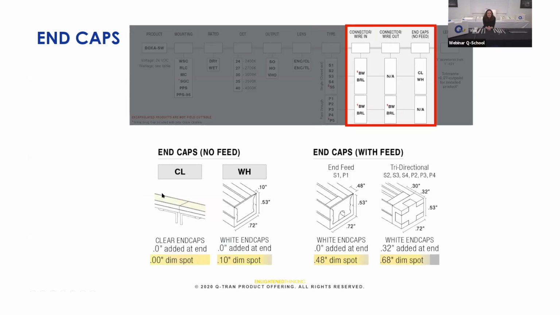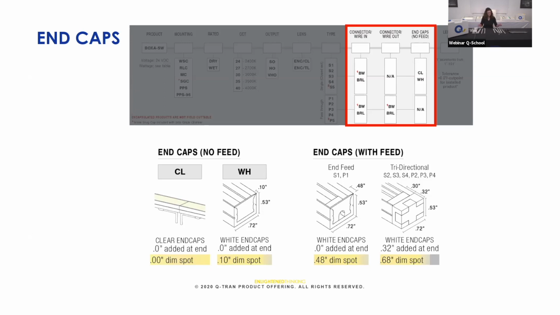We're very close. So as we talk about the clear end caps, zero dim spots, zero added at the end. Standard white end caps, zero added at the end, but potentially about a tenth of an inch dim spot. So it's a great way to end a run, not necessarily something you want to put in the middle. And then the bigger issues are what happens when we bring power in.